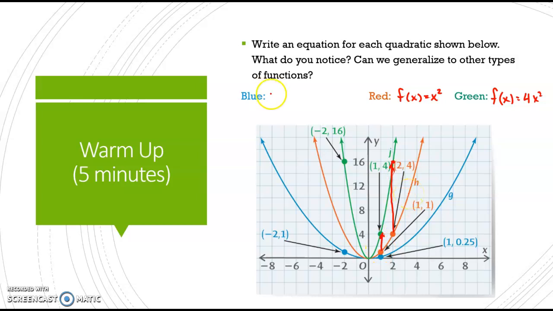The blue equation also has the squaring. It's also got an x squared in it because it's still a quadratic. But this time we take our x squared and we multiply it by a 4th. So we do 1/4 times x squared. That also fits with this point over here, which is labeled (-2, 1). So I square -2, I get 4. I do a 4th of that, I get 1.